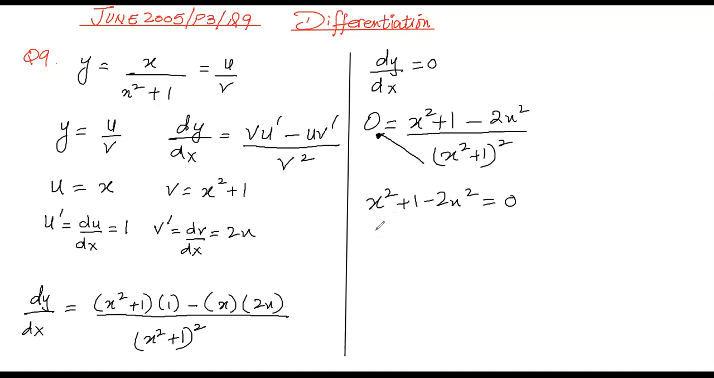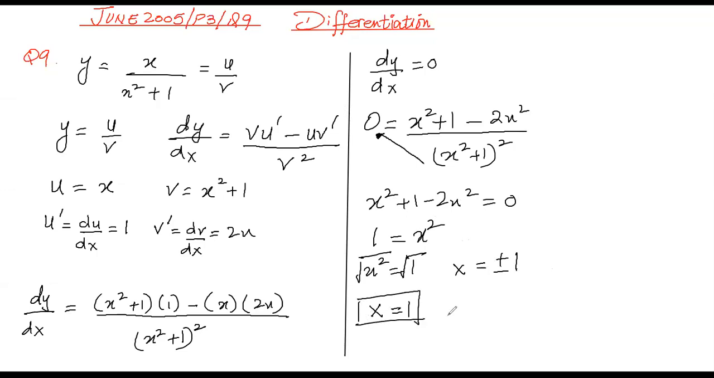I'll leave 1 over here and take these 2 on the other side. First simplify them: x squared minus 2x squared gives me minus x squared. Taken on the other side, that gives me x squared. So x squared is equal to 1. Taking the square root on both sides, I get x is plus or minus 1. Since if I see the graph, I have the x value on the positive x-axis, so x value is taken as 1. So that's my part 1 answer, where x is equal to 1.